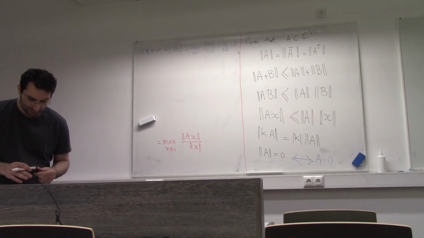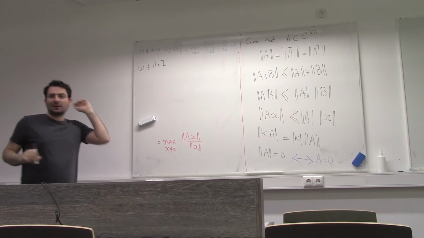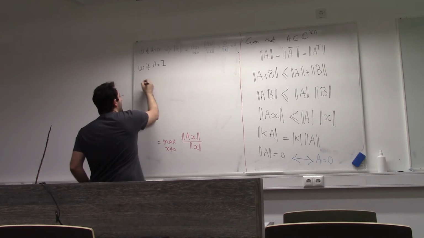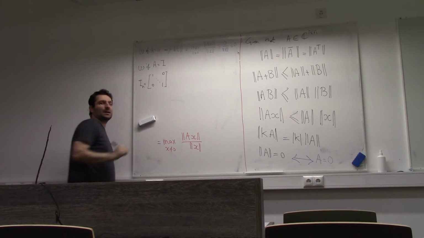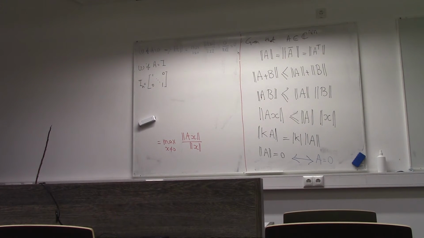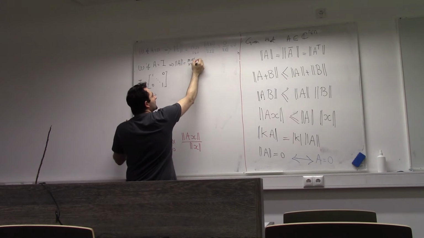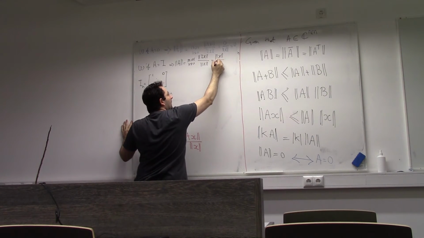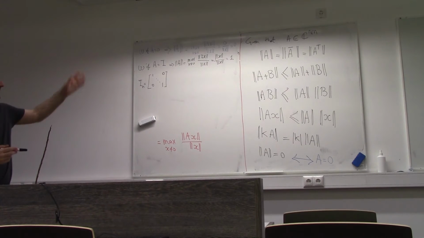Two more examples before I let you go. If A is equal to I, do you know what is I? Yeah, identity matrix. The elements of the main diagonal are 1, everything else is 0. If A is equal to I, what is the norm? The norm of A is the maximum over x of I multiplied by x over the norm of x, which is the norm of x over the norm of x, which is 1. Of course, x is not equal to 0.